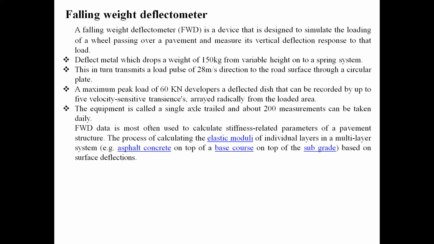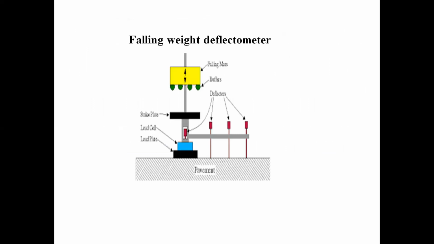In this test, the sensors are typically geophones or force balance seismometers. In the area of non-destructive pavement testing, the FWD test has become a standard way of characterizing subgrade properties and assessing the structural capacity and remaining life of a pavement. This is the diagram which represents the falling weight deflectometer equipment. Thank you.